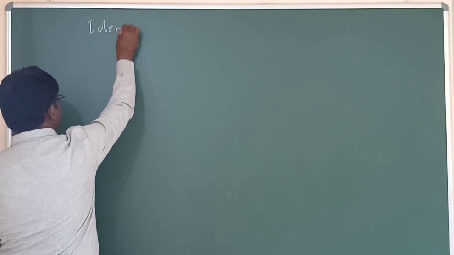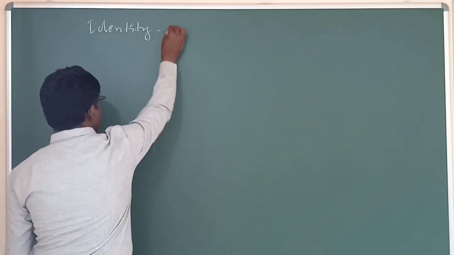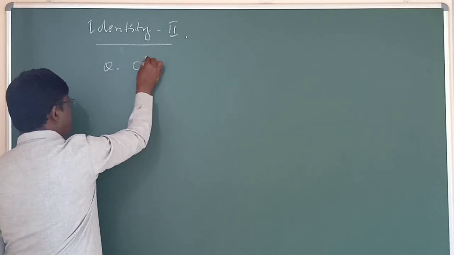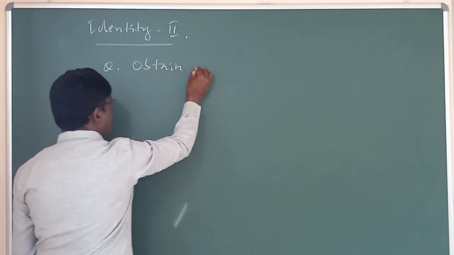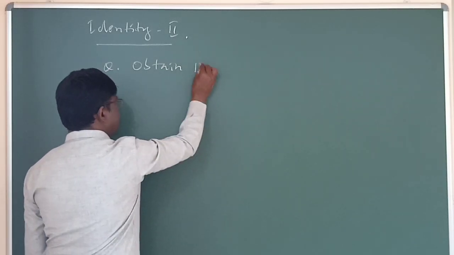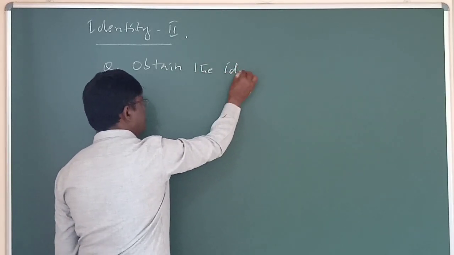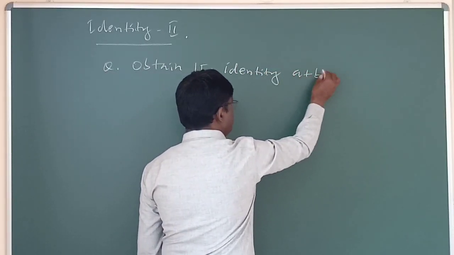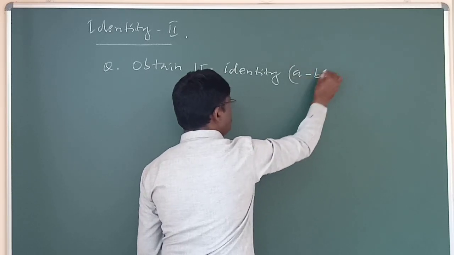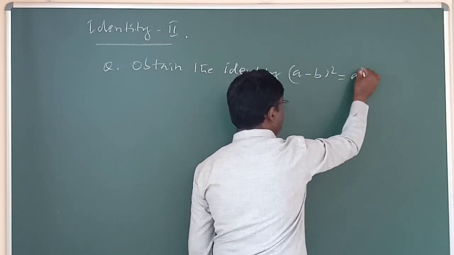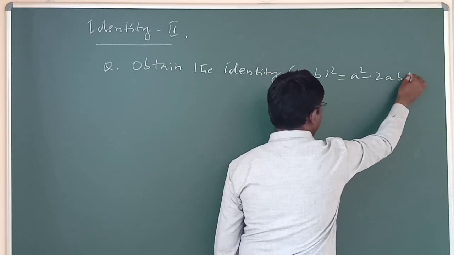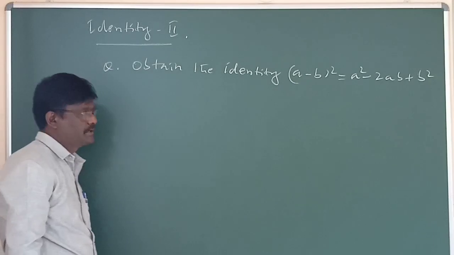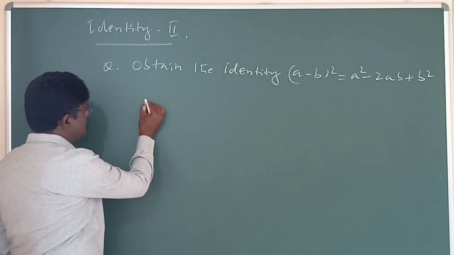Now let us take one more identity. Identity 2. Obtain the identity: a minus b whole square equal to a square minus 2ab plus b square. Okay. Now the method.